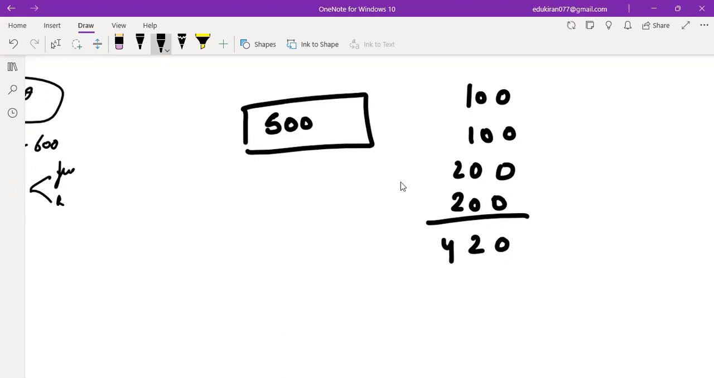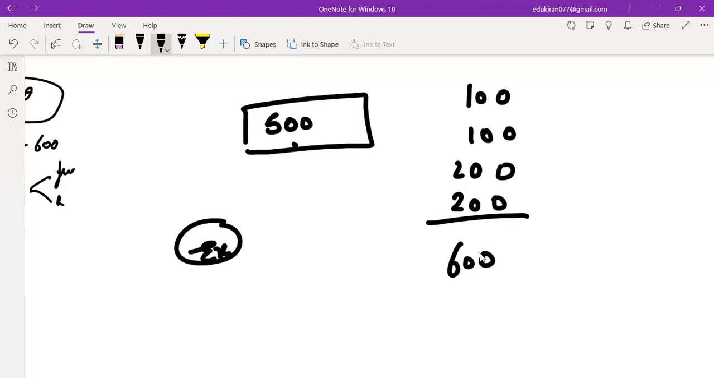Yes, ma'am. 600. So 4, 5, 6. 600 it went, right? The total. When you add 100 plus 100 plus 200 and 200, it became 600. But what was your budget? It was 500, right? So it is extra, right? So over here in budget deficit, basically we take whatever the extra is.